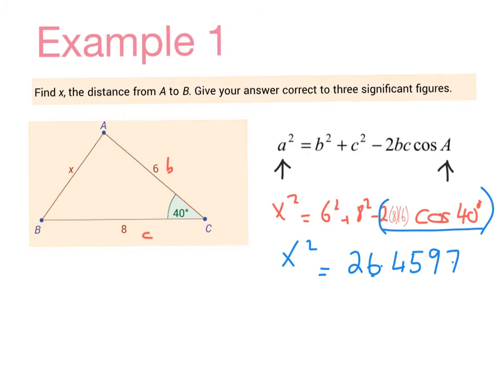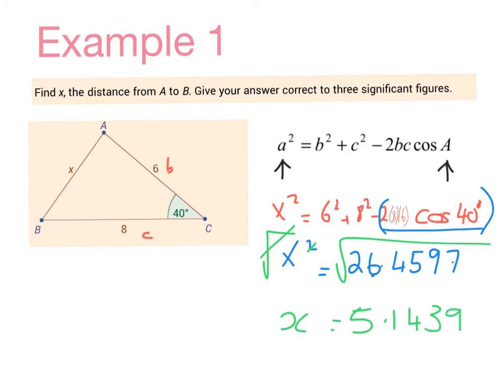And obviously we're not looking for x squared, we're looking for x, so I'm going to square root both sides. So the square and the square root cancel, and I'm left with x is equal to root 26.4597, which is 5.1439. The question says to 3 significant figures, so 3 significant figures means 3 digits, so 5.14 is the correct answer there. So take some time, have a look at what I've done there.